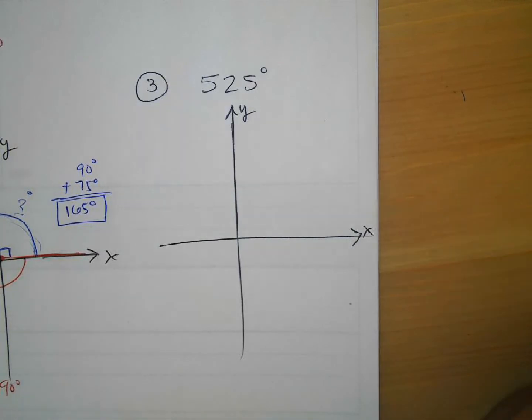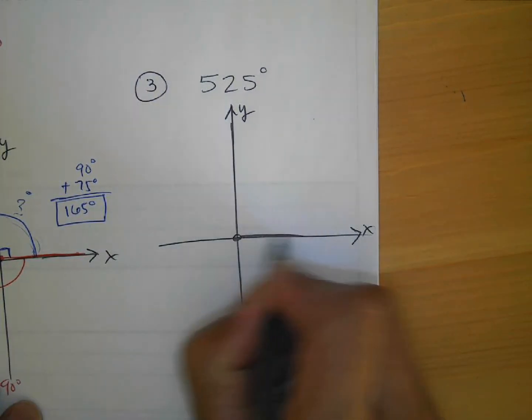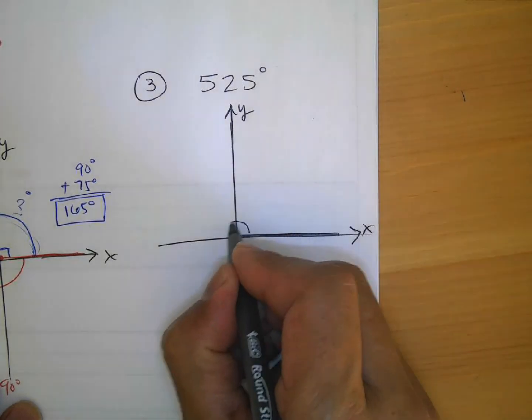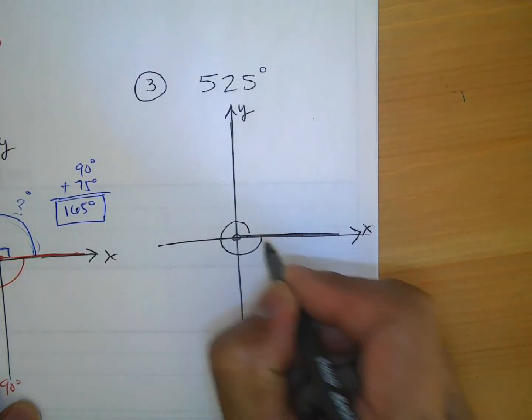So let me tell you what I'm talking about. Let me graph this one so I can see where that is. 525 would be, you know what? I'm going to do this one in black. Starts here. I know this is 360.